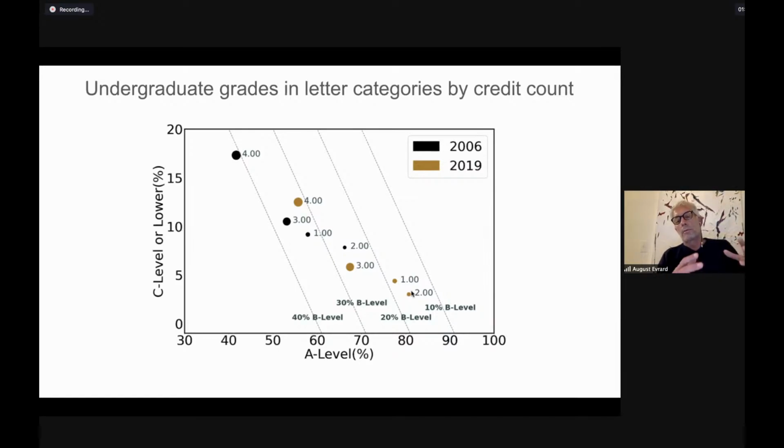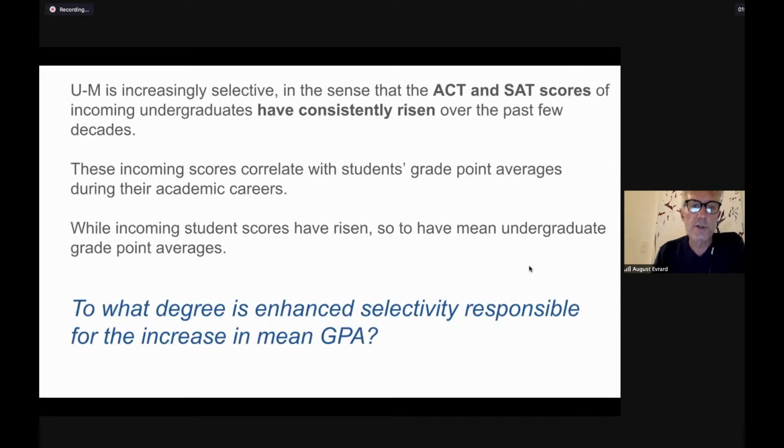So there's been a movement towards more A's and fewer C's or lower at all types of courses over that period of time. But it's an interesting question. Is that what we mean by grade inflation? That the grades are rising? Is that grade inflation? What about the fact that over that period of time, we've been letting in better students? The university has been getting increasingly selective, right?